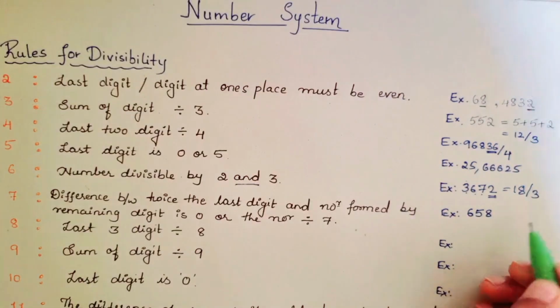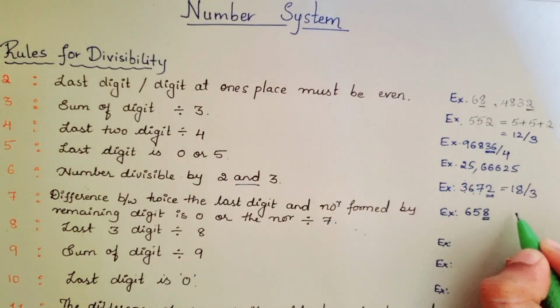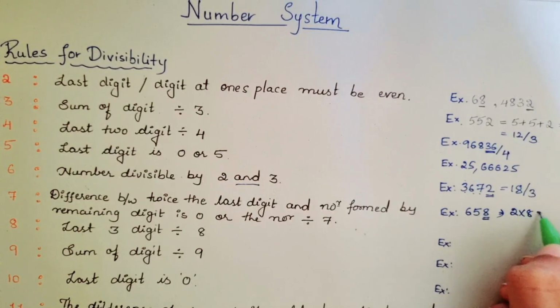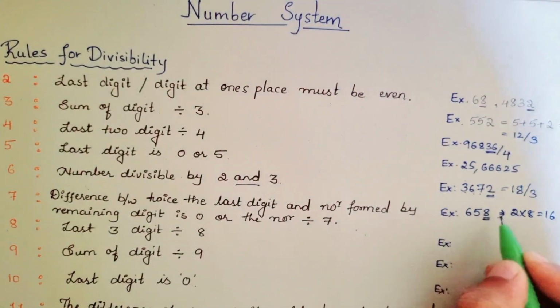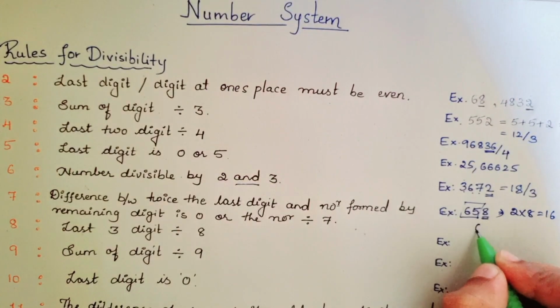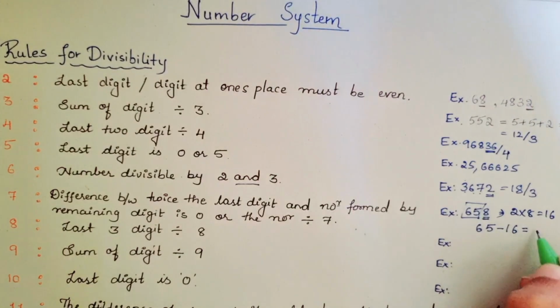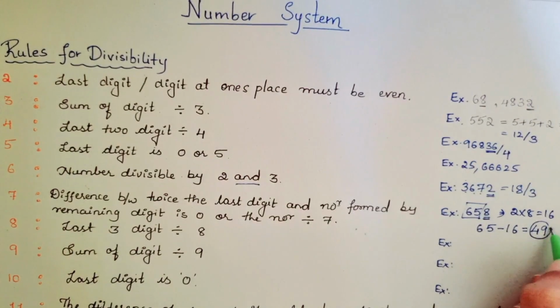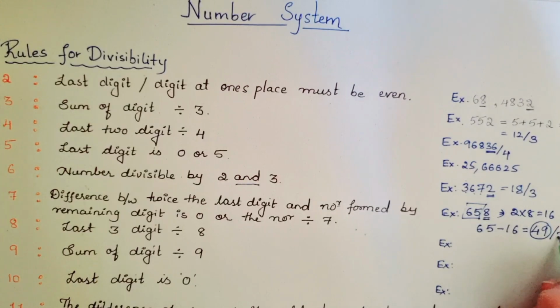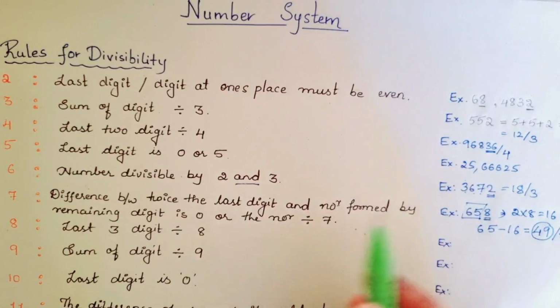Okay. So the last digit should be doubled. That is 2 into 8 is 16. Okay. So the remaining number is what? 65. So now we have to subtract 65 minus 16. We get 49. So 49 is exactly divisible by 7. Then we can say that the number 658 is divisible by 7.